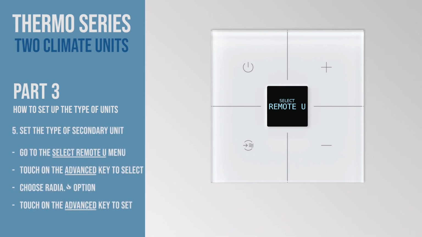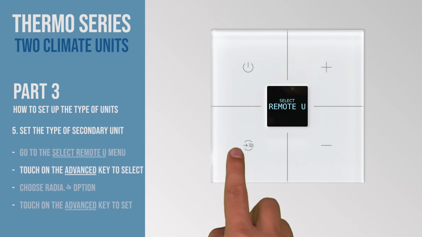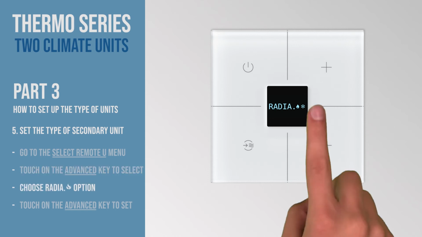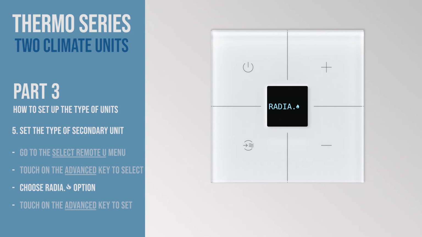To select the type of the secondary unit, go to the Select Remote Unit menu. And touch on the advanced key to select. Here we'll select the radiator option, with only the heating function. Yes, we'll use this unit only for heating. Move on the options till radiator with the flame icon on the display. And touch on the advanced key to set.